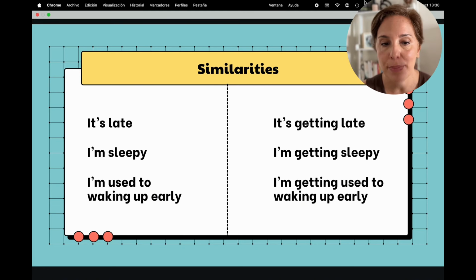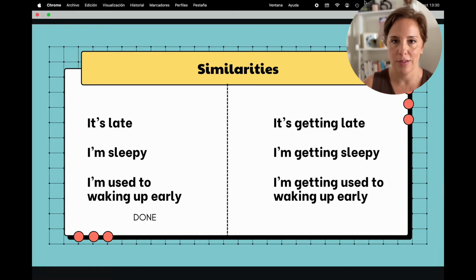The same thing happens with I am used to waking up early. It means I have the results now. I am used to that. But if you say I am getting used to waking up early, you're still not there. It's still in progress, all right?